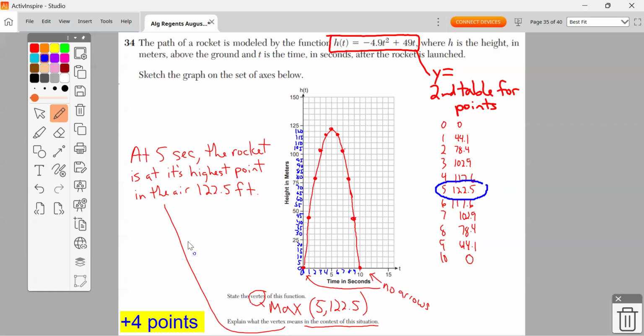That's the highest point. Explain what the vertex means in the context of this situation. Well, in the context of the situation, they want to know in terms of the word problem, what do those numbers represent? 5 is the number of seconds. So at 5 seconds, the rocket is at its highest point in the air. That highest point in the air is 122.5 feet. By the way, take a look at my y-axis. I think it's very helpful to write in all these other numbers. It makes it way easier to graph.